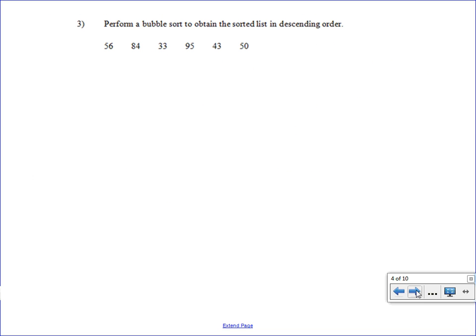Okay, next question. So we're going to do a bubble sort, and we're going to go in descending order, which means that small things are going to go this way. So 56 is smaller than lots of other things, but it can only get as far as this, because then it gets blocked by 33, which is smaller. So the 84 moves out of the way.